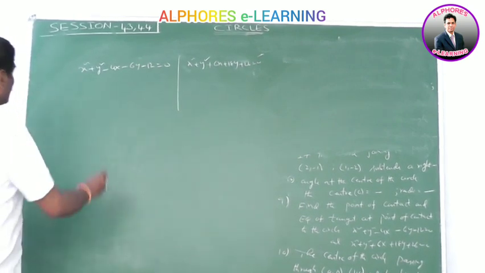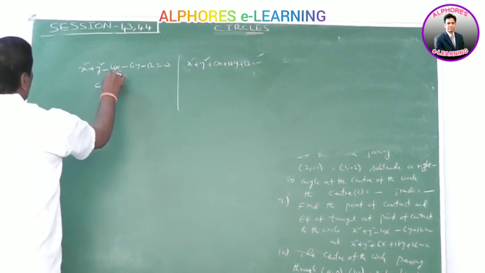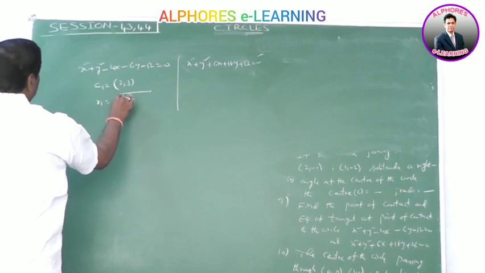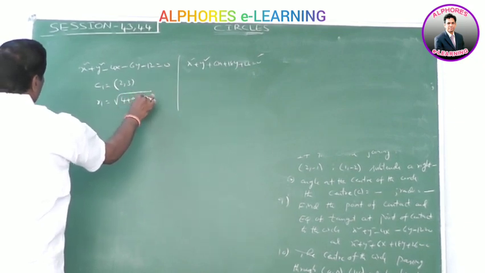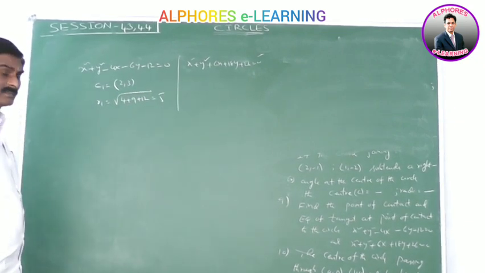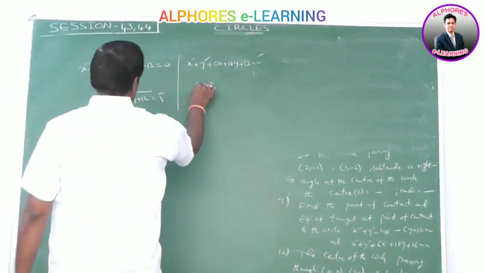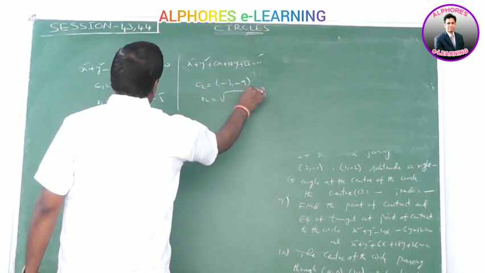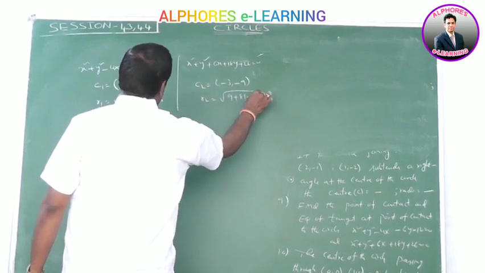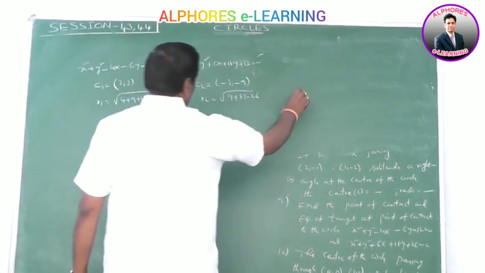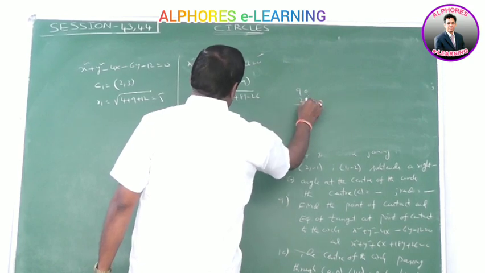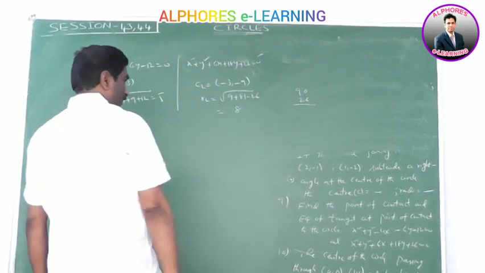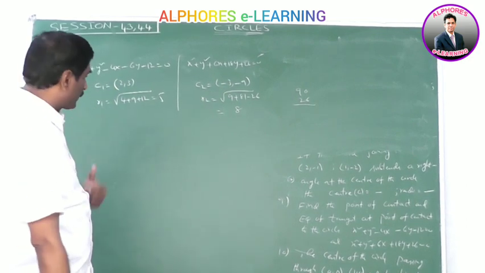Okay. First C1. What is the center of this circle? Minus g comma minus f means 2 comma 3. What is the radius? Root over g square plus f square minus c, that is root 25, equal to 5. What is the center of the second circle? C2 is equal to minus 3 comma minus 9. R2 is equal to root over 9 plus 81 minus 26. That means 90 minus 26, which is 64. Root 64 means 8. Okay, 8.